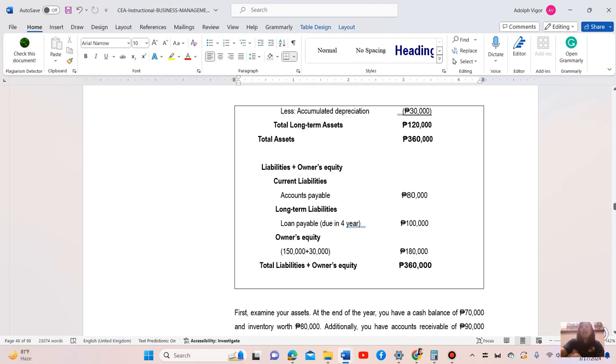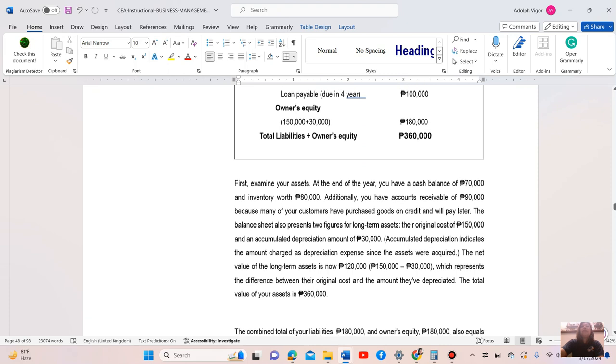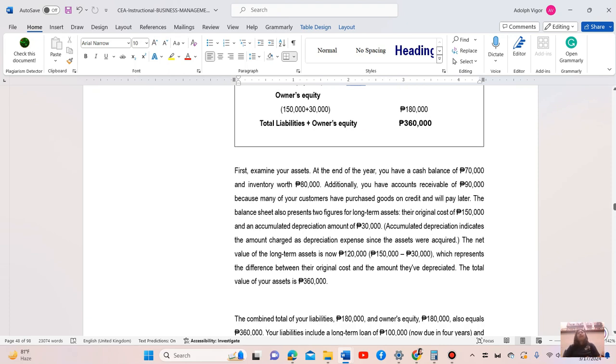So add to that the 30,000 net income from the year that you operated the Archishop. So the total is 180,000. So your total liabilities and owner's equity is 360,000, equal to your assets. Okay? So first, examine your assets.